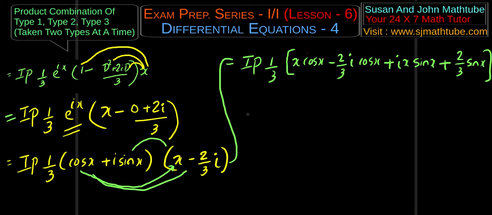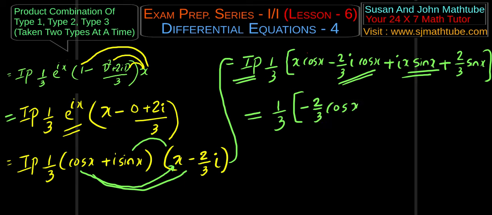So that's it, we have got the last step. We want the imaginary part. Imaginary part means the coefficient of i. So we get 1 by 3 into whatever is along with i. So that will be minus 2 by 3 cos x plus x into sin x. Now if you want, you can take LCM, you'll get 1 by 9, and here you'll get 3x sin x. Anyway, that's it, that's the end.